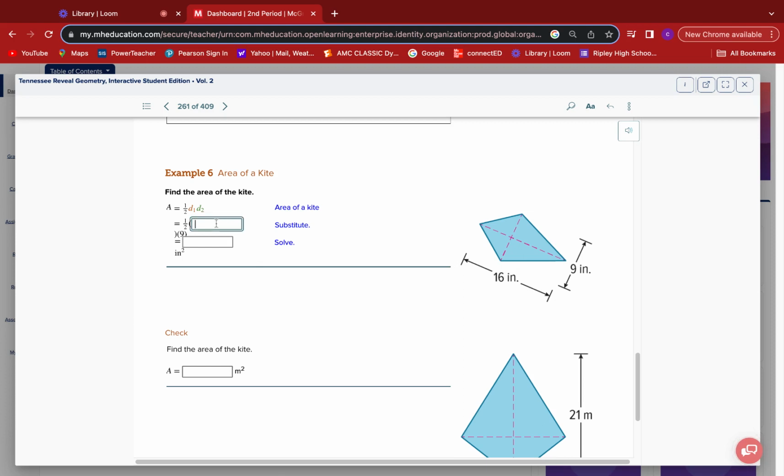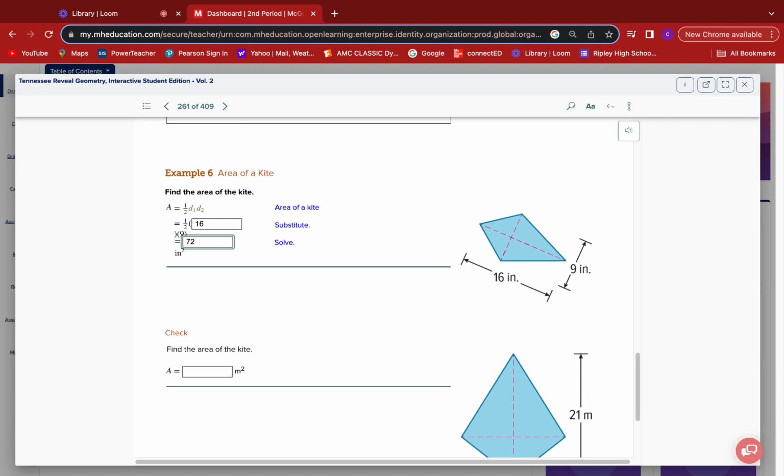So it's going to be 1/2, 16 times 9. All right, grab your calculator. Put in 1/2 times 16 times 9, or you can realize that 1/2 times 16 is 8. And then 8 times 9, that's going to be 72 squared inches. All right, there is our answer to example number 6.